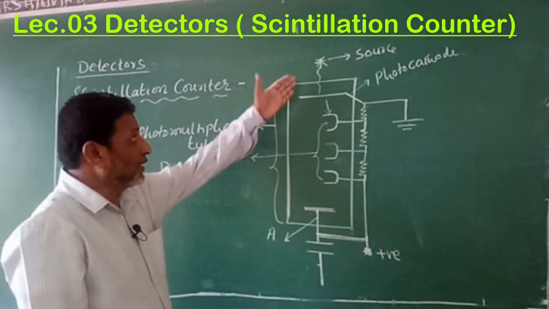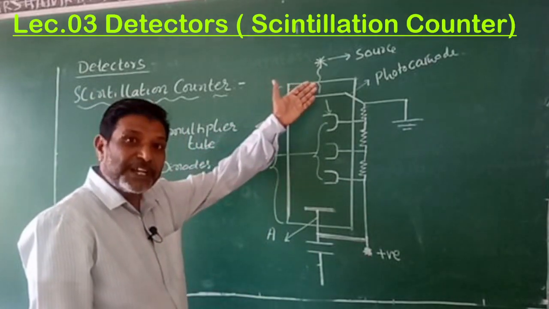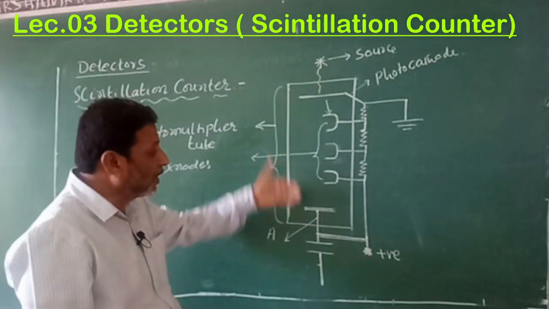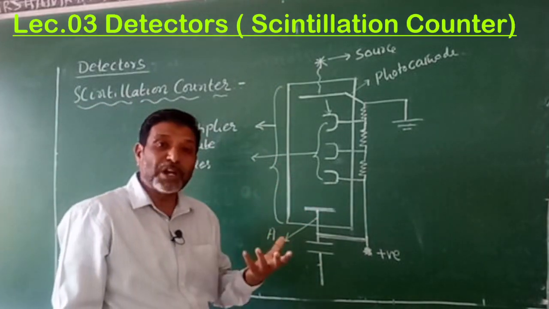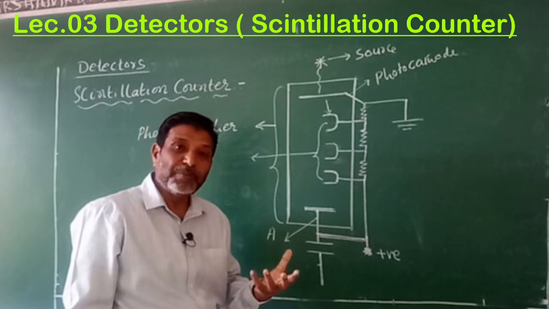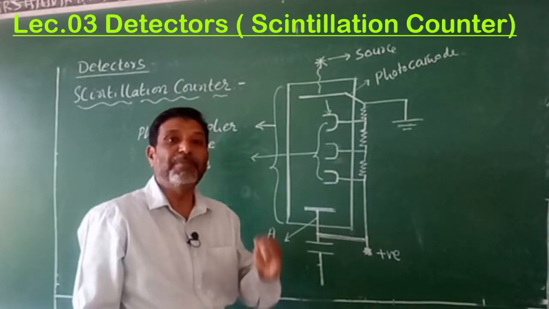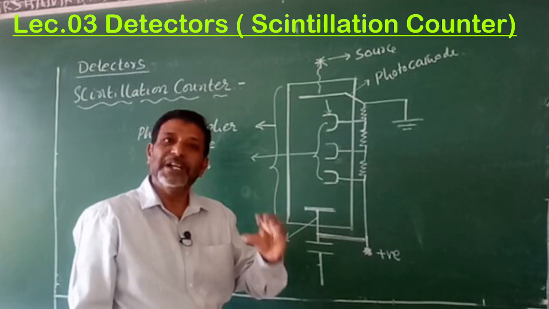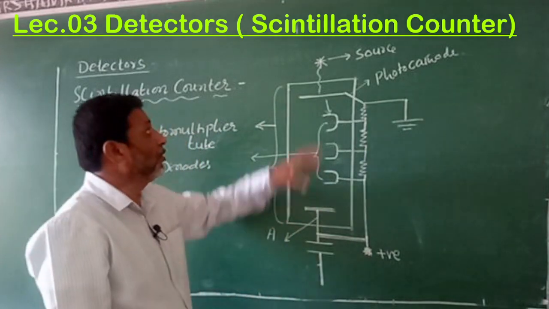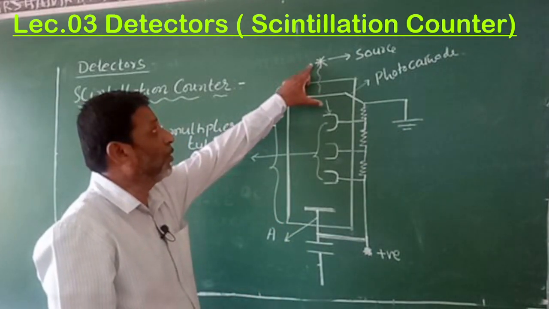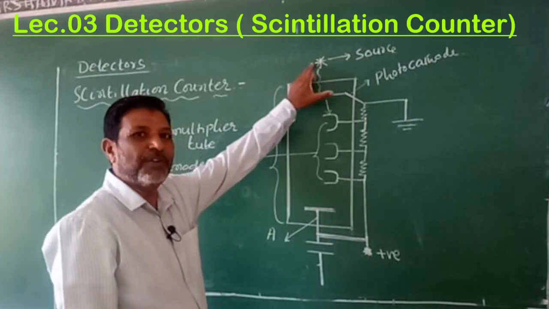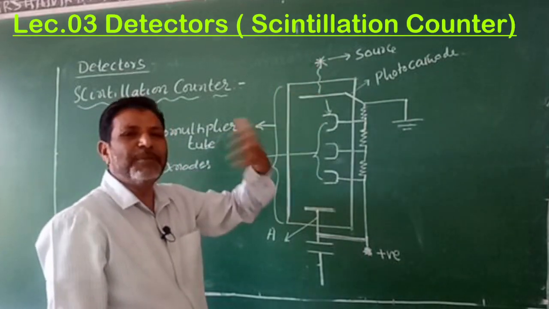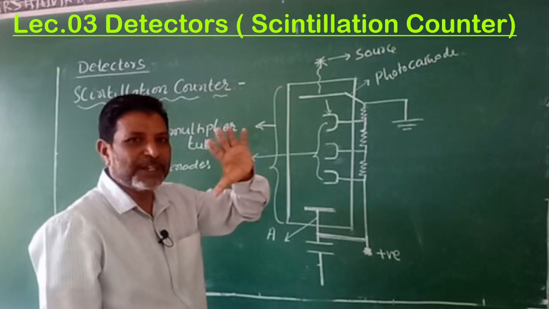Now, let us try to understand here how this counter detects the number of particles emitted in a given time by a radioactive material. Now here, this is the source of the radioactive material. Source of radioactive material means it emits alpha, beta and gamma, etc.